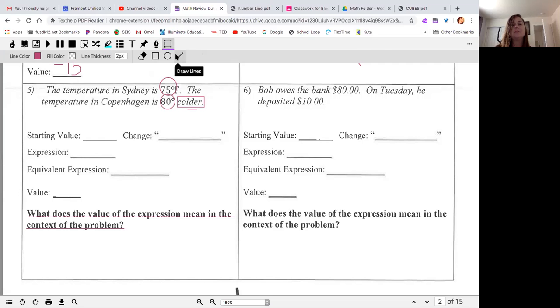Okay. And we're going to eliminate. So the temperature in Sydney, I can cross that off. The temperature in Copenhagen is, there we go. So I'm left with 75 and then 80 and colder. Okay, so my starting value, it says I'm starting with 75. I change colder, so I'm going to minus 80.